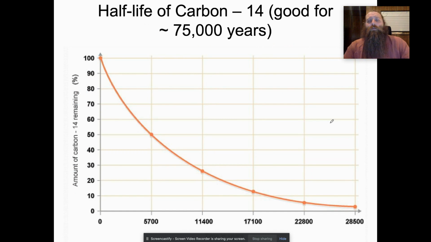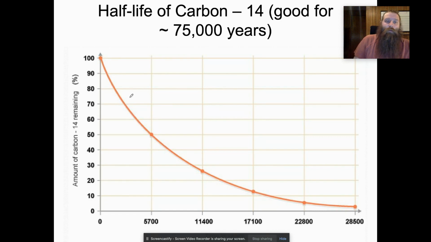So carbon-14 dating is good for about 75,000 years. It starts to lose its accuracy between 50 and 75,000. But when we plot half-life, we get this curve, all right? And if you know how much carbon should be in it, and you compare it to how much carbon-14 you find, you can figure out where your sample lies on this curve.